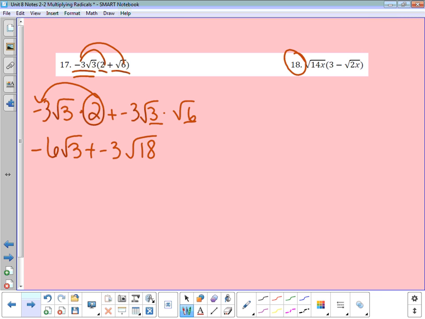So what I'd like you to do right now is simplify down that 18, okay, and then go ahead, combine your like terms. And then I also want you to do number 18, show me your completed note sheet when you're done.